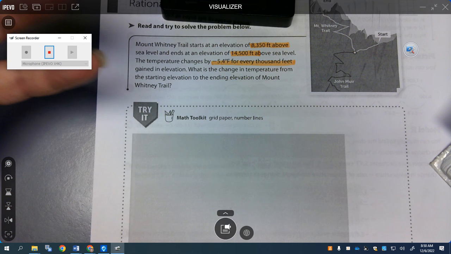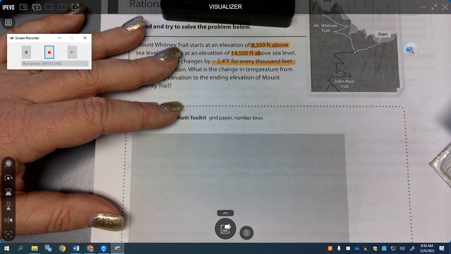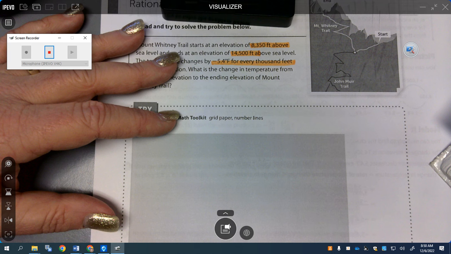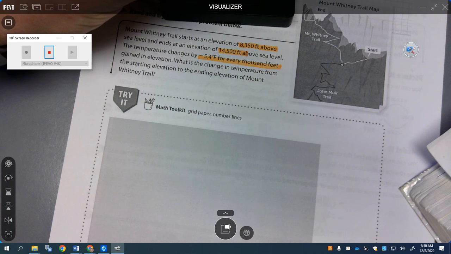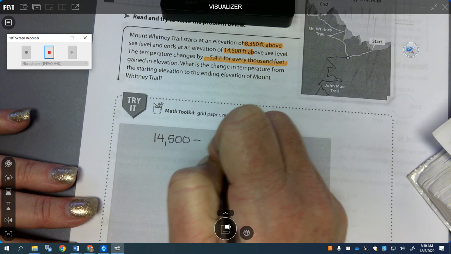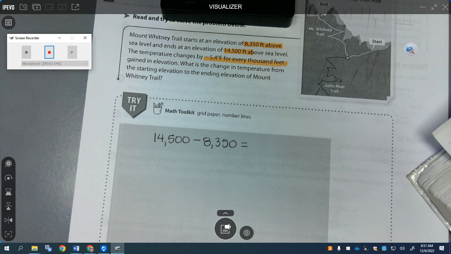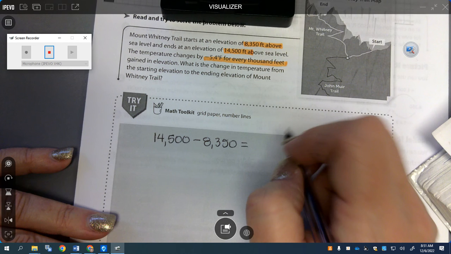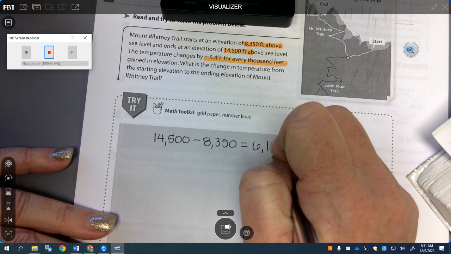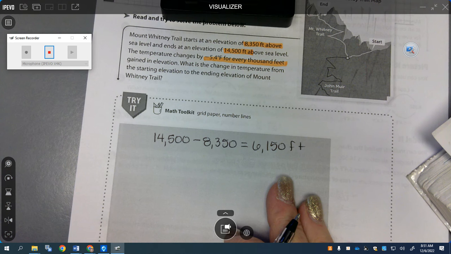So how do we find the change in elevation? Yeah, we start with the highest, and we're going to subtract the lowest from it. Okay? So if we subtract these, we find that the change in elevation is 6,150 feet.